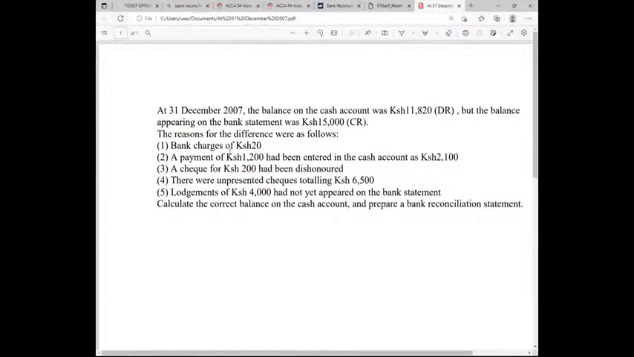This is quite a bad question that I've been given. How can we have bank charges of that size? Even in 2007, bank charges were way high. But because it's for illustration, no worries. So you're told bank charges Kenya shillings 20.